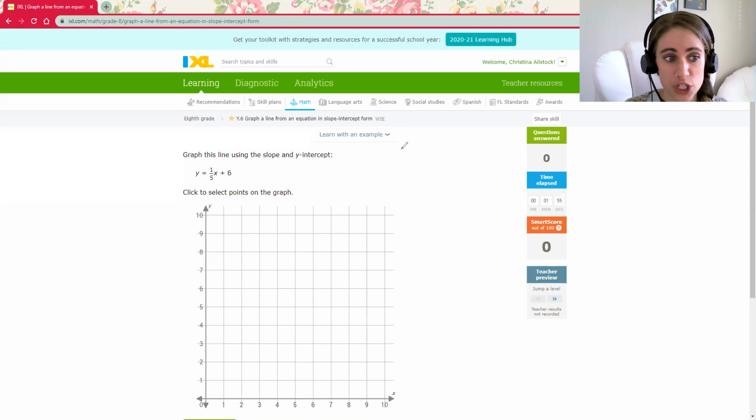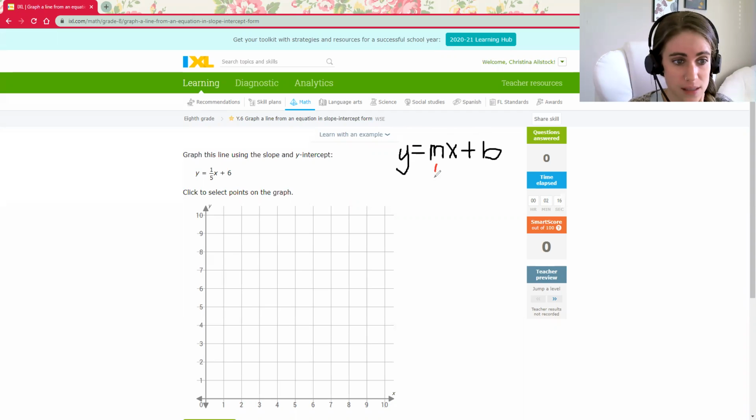Slope-intercept form is when your equation is in the format y equals mx plus b. Now, when you have this equation, your m and your b are actually numbers. What does your m represent? Your m is your slope. What does the b stand for? Hopefully you said your y-intercept.